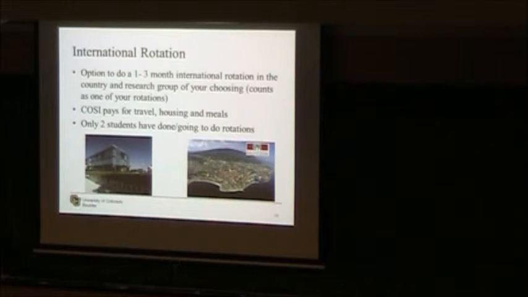So I don't know if everybody knows, but COSI gives an opportunity to do a 1 to 3 month international rotation in the country and research group you're choosing. And it also counts as one of your required 3 rotations, so another reason to do it. But the main reason is this one right here. COSI pays for your travel, housing, and meals. And so you're basically going to go visit another country and research group for free.